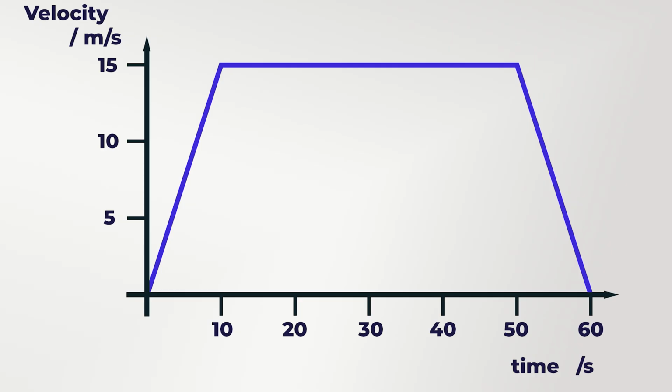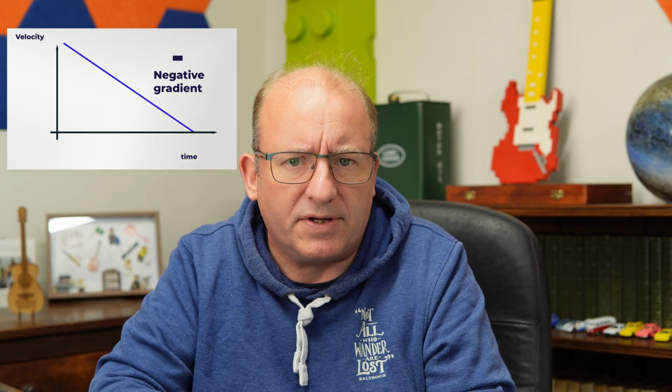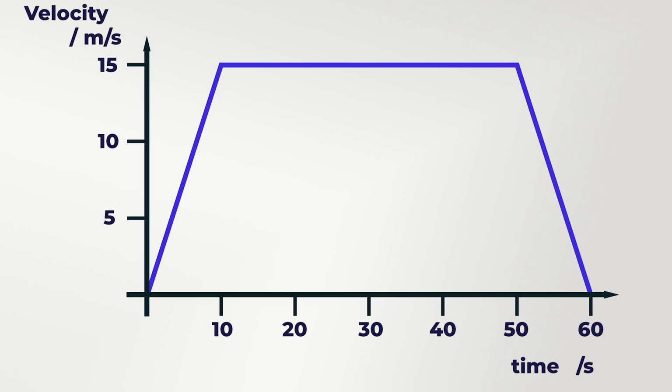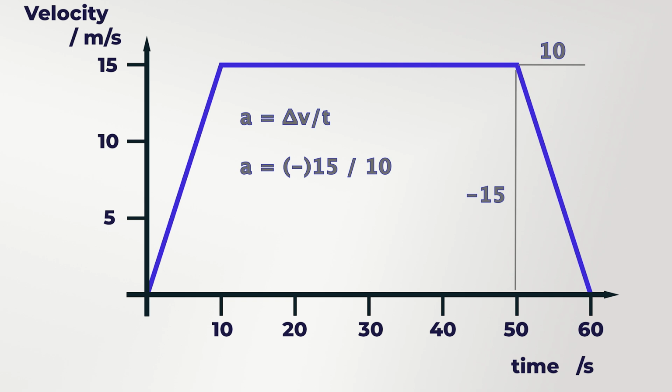So what's happening in the last 10 seconds? Well, the car is slowing down. We can see that from the negative gradient. If the gradient is negative, the acceleration must be negative. We sometimes call a negative acceleration a deceleration. Let's calculate the acceleration. So the acceleration is change in velocity over time taken. The change in velocity is minus 15 meters per second, and the time taken is 10 seconds. Therefore, the acceleration is minus 1.5 meters per second squared.